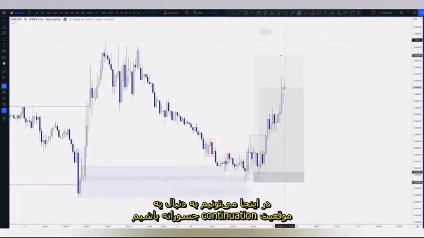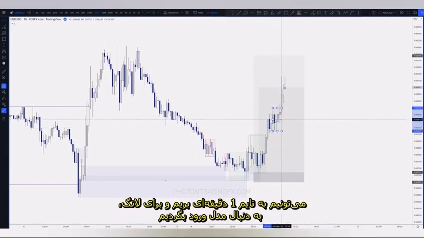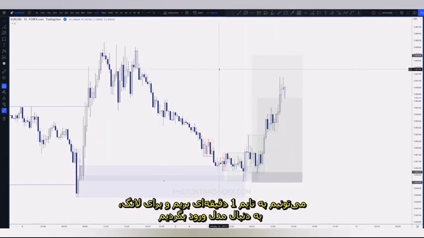And then that could have been your continuation, right? You could have looked for an aggressive continuation within here, right? Getting long in within here. Go and drop down on the M1 entry models to see if you can see anything within there.